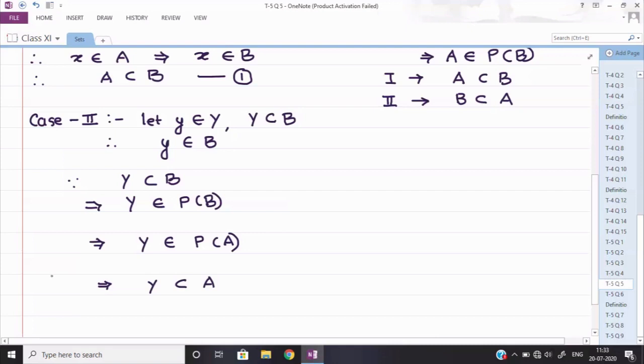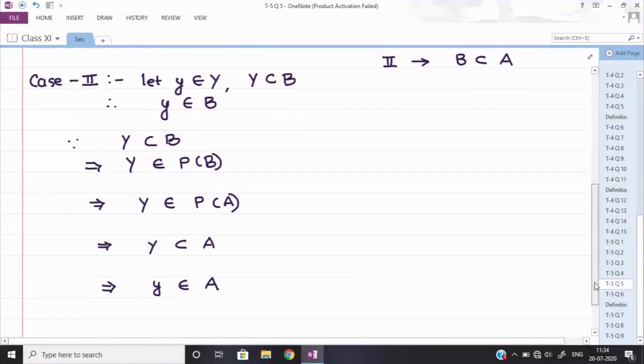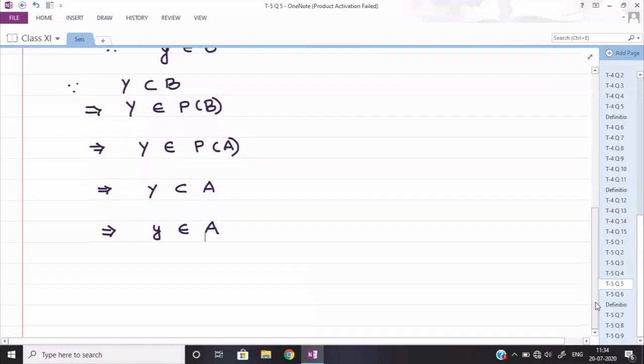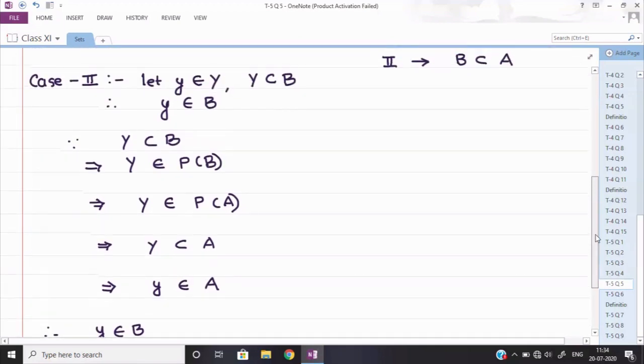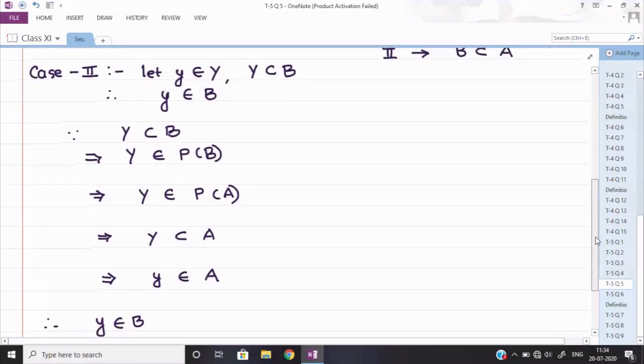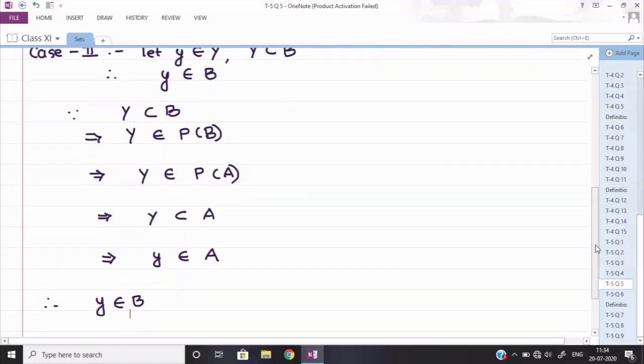And if Y is a subset of A, we can say that small y belongs to the set A, because small y is a part of capital Y and capital Y is a part of A. So definitely small y will also come in A. Therefore y belongs to set B, that we have considered in the beginning only. In the second case, we have taken y belonging to B.